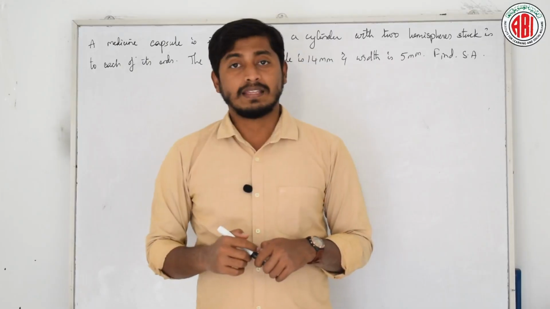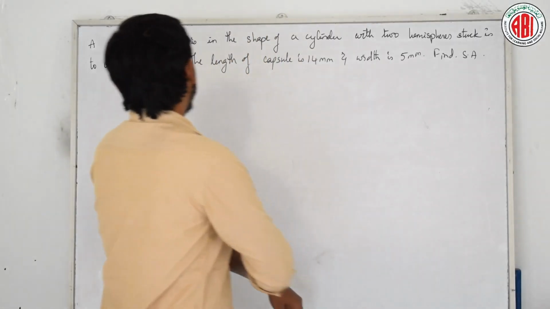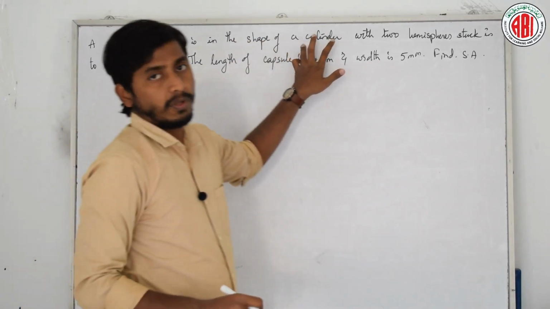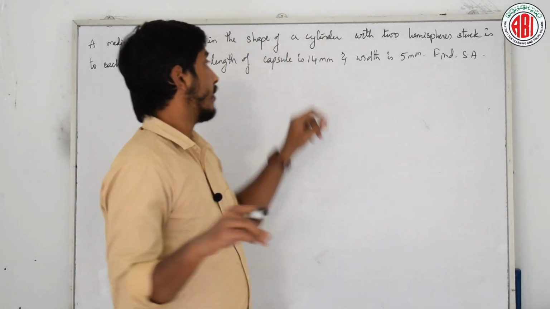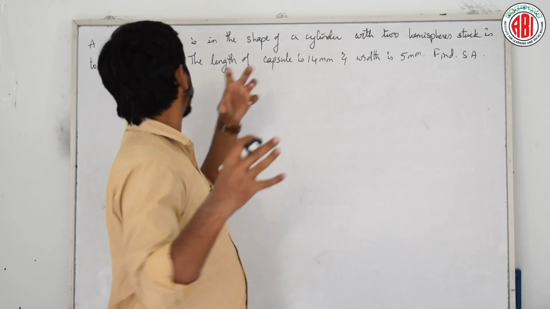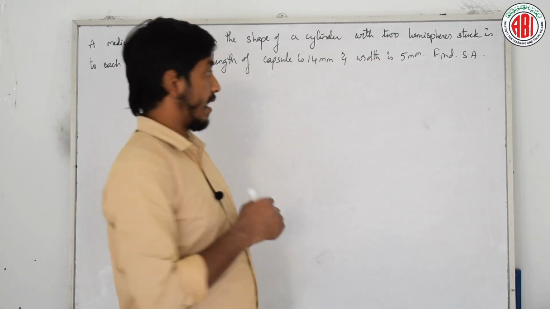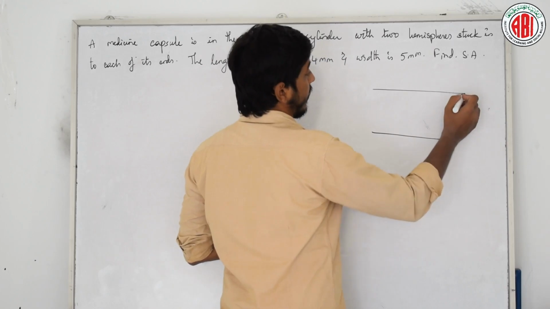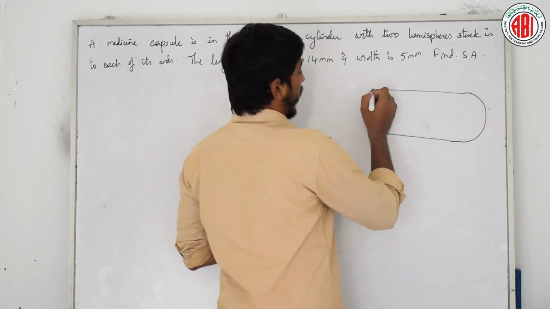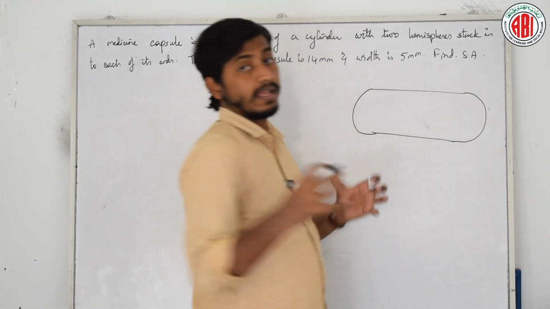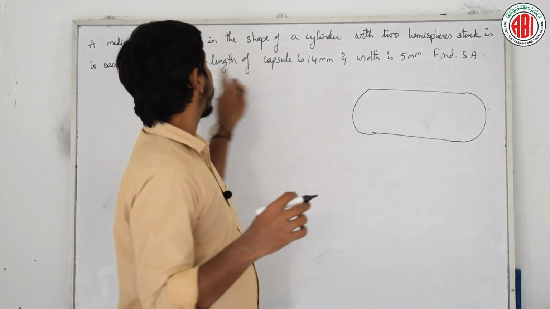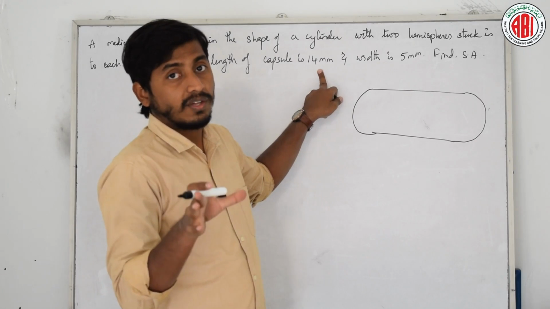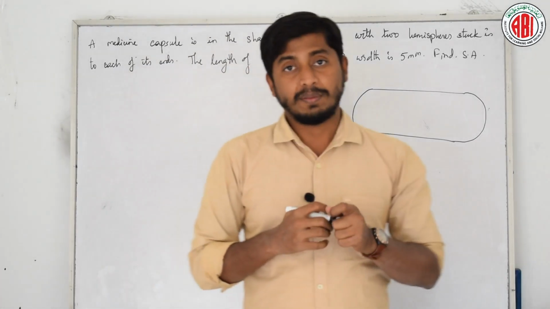Let's do it. See here the next question. He is telling that a medicine capsule is in the shape of a cylinder. You know the cylinder, right? With two hemispheres stuck on each of its ends. That is, if this is a cylinder, then there are two hemispheres stuck at its ends. He is telling that the length of the capsule is 14 mm. Okay, the total length of the capsule is 14 mm, right?